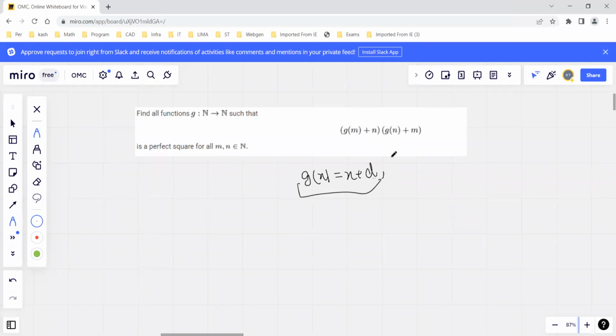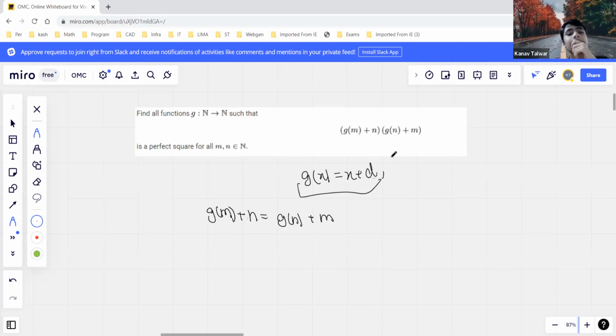Any ideas? g(m)+n must equal g(n)+m, as in any other case it doesn't work; it may not always hold for all m and n in natural numbers. One second, I just want to wait a minute. Why? This just finishes the problem. This is the main stuff you have to do. How do you claim this?